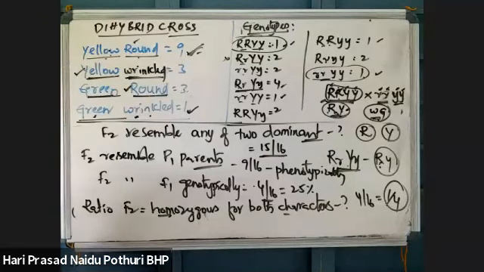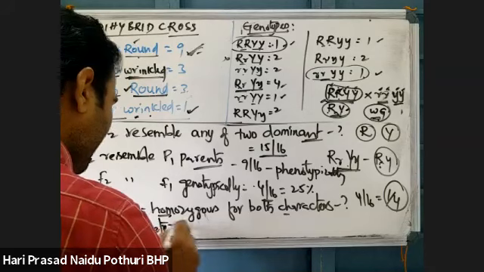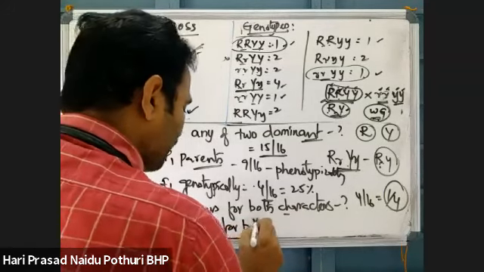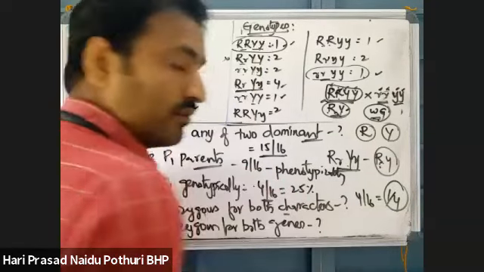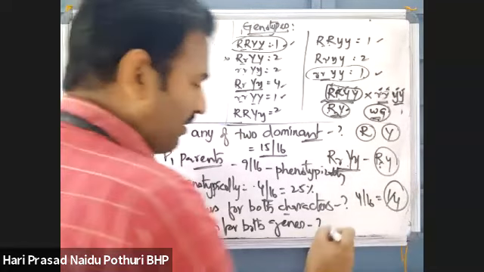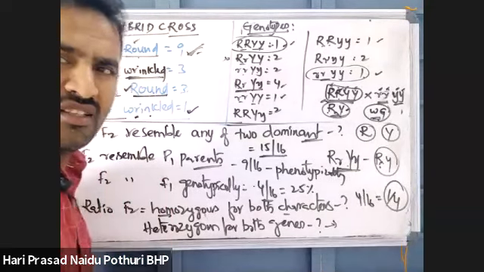Homozygous for both genes. And what is the ratio of heterozygous for both genes? What is the ratio of heterozygous for both genes? 8 by 16.